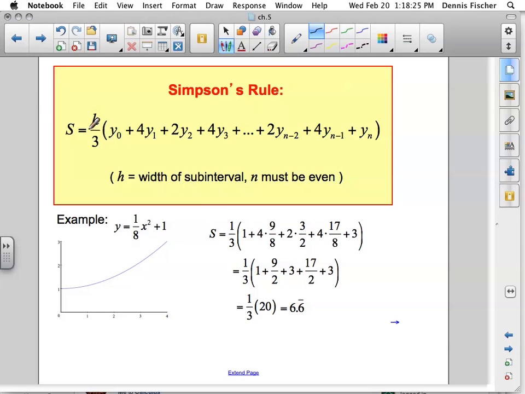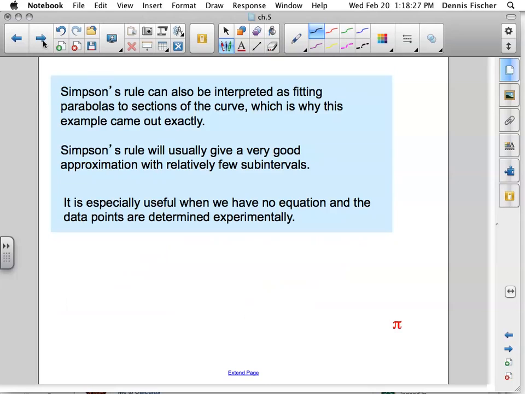And it's a pretty good estimate. Simpson's is very good. Simpson's rule can also be interpreted as fitting parabolas to sections of the curve. Simpson's rule usually gives a very good approximation within relatively few subintervals, especially when we have no equation and the data points are determined experimentally. In other words, if we just have a picture of a graph and I have no clue what the equation is, but I know my heights as I go along, Simpson's is going to be a very good estimate.